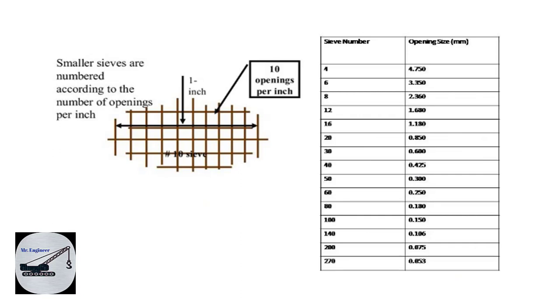So sieve number 4 has an opening of size 4.75 mm. Sieve number 6 has 3.35 and so on. In this example, you can see that as we go from top to bottom, the sieve number on the left side is increasing, while the size of the opening on the right side is decreasing.